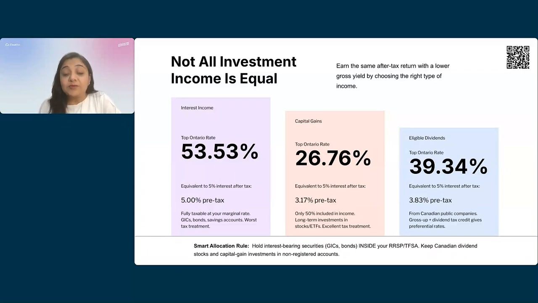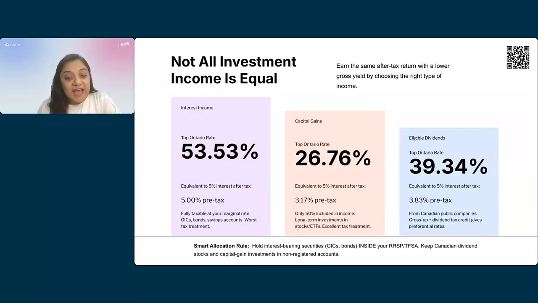Then we have eligible dividends. They get special treatment with tax credits. So they land somewhere in the middle, better than interest, not quite as good as capital gains, but still respectable. So if you earn $10,000 in dividends, you would pay roughly $3,900 in tax and keep about $6,000 in your pocket.